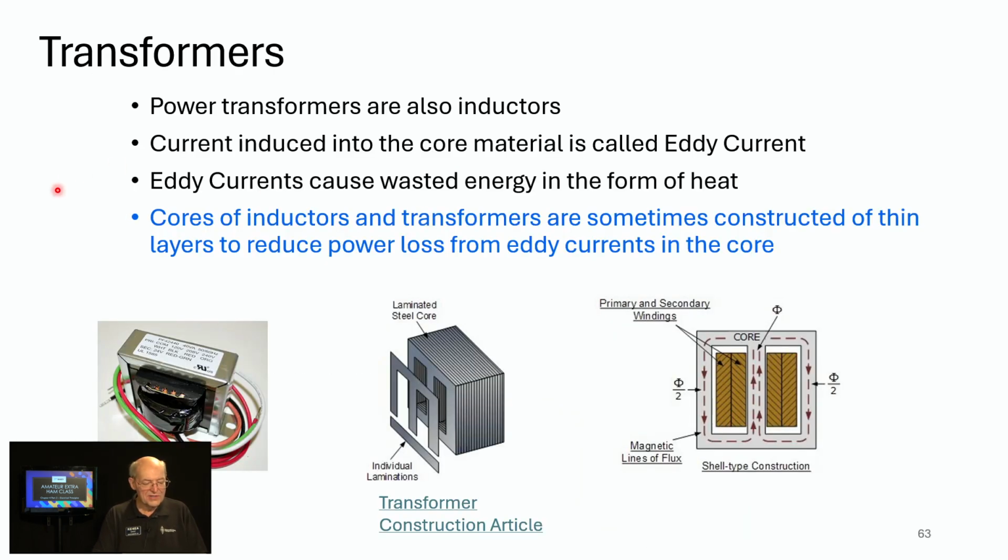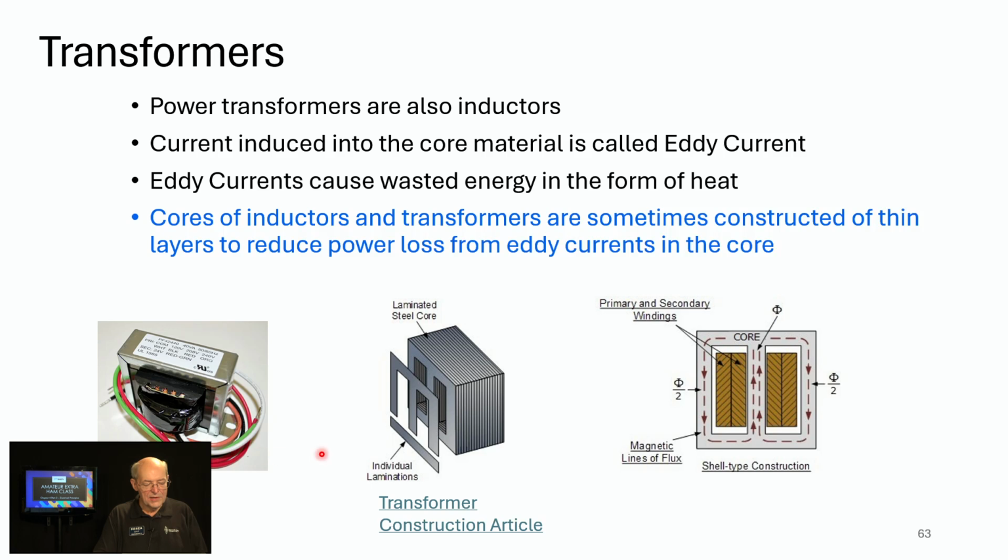Now, transformers. Somebody mentioned eddy currents. We're getting to that now. Transformers are also inductors. Makes sense? We've been talking mostly about RF frequencies, and two coils adjacent to each other will form a transformer at RF frequencies. We're looking at a power transformer here. So current induced into the core material is called eddy current.